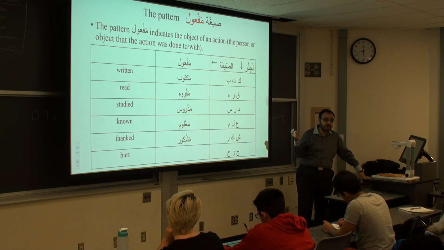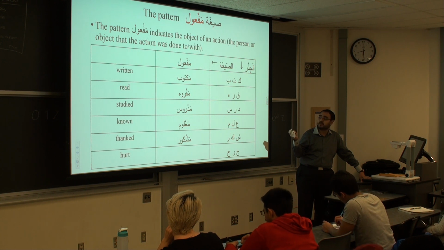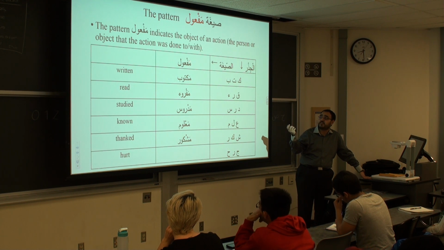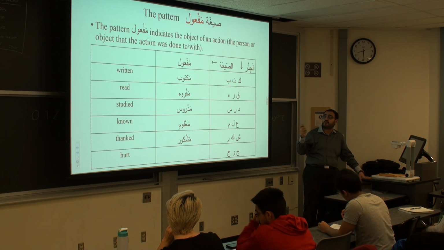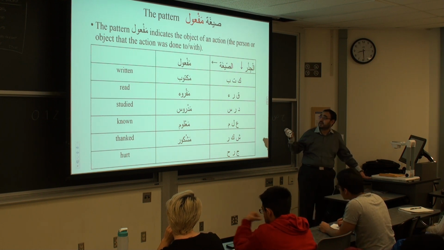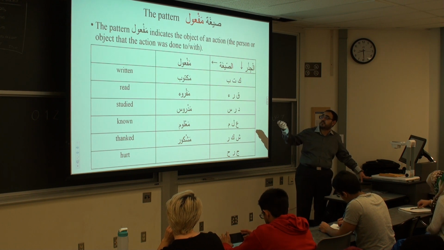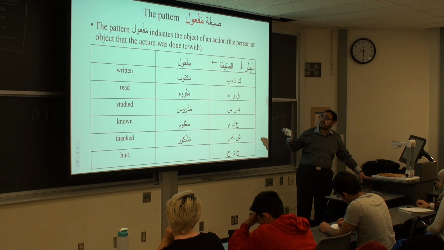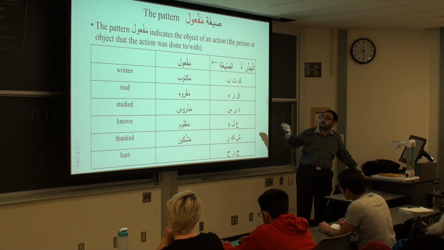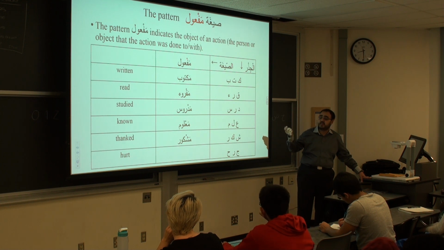Okay, and second step, you add all the other things. Okay, so the mim with a fatha, the sukun on the first letter of the root, and the waw, okay, before the last letter of the root. Okay, so again, first step, replacing the fa with the kaf, the ayn with the ta, the lam with the ba. Second, you add all the extra things. Okay, the mim, the fatha, the sukun, and the waw.